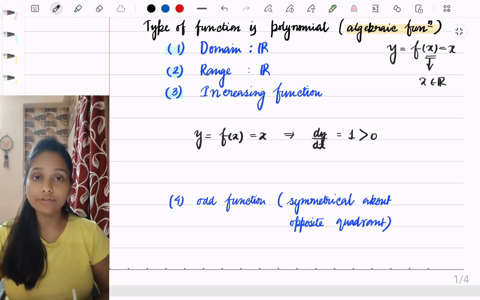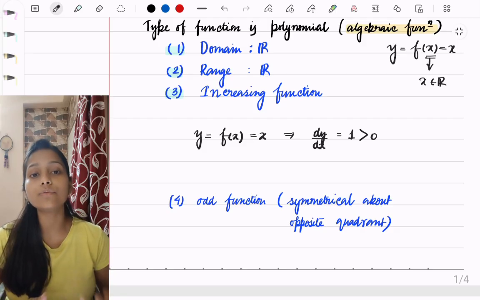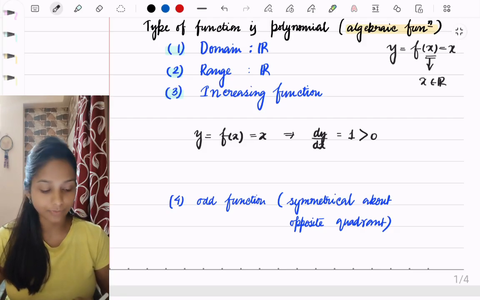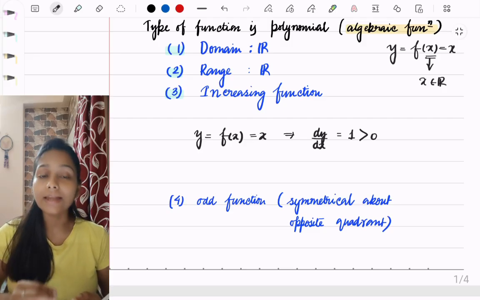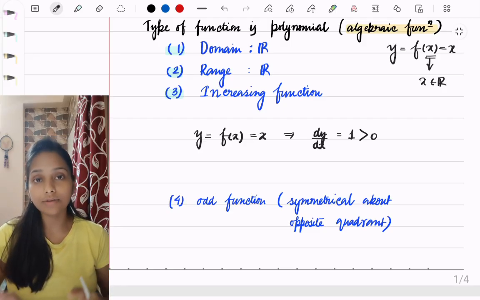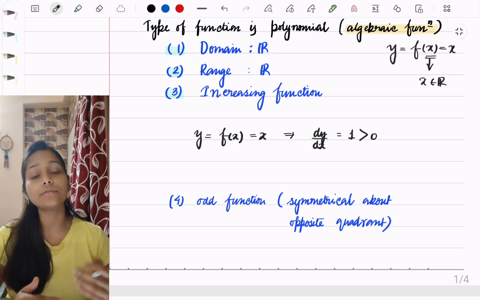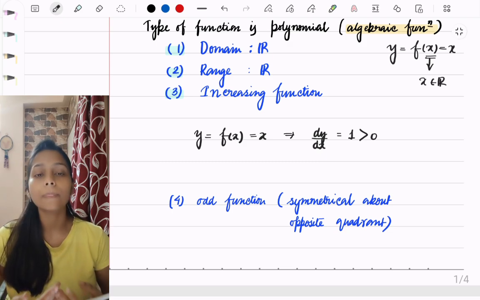So if the derivative is strictly positive, then we can say that the function is a strictly increasing function. And if the derivative is strictly negative, we can say that the function is a strictly decreasing function. If the derivative is greater than or equal to 0, we can say that the function is an increasing function. And for the derivative being less than or equal to 0, we can conclude that the function is a decreasing function.